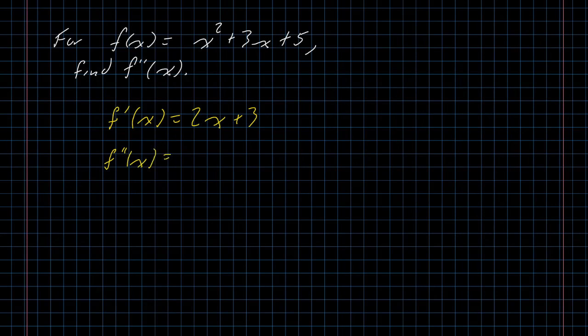Then from here, we can continue onward. The second derivative is the derivative of the first derivative. The derivative of x is 1, so the derivative of 2x is 2. The derivative of any constant is 0, so the derivative of 3 is 0, and that's all we're left with. For the function x squared plus 3x plus 5, the second derivative, f double prime of x, is equal to 2.